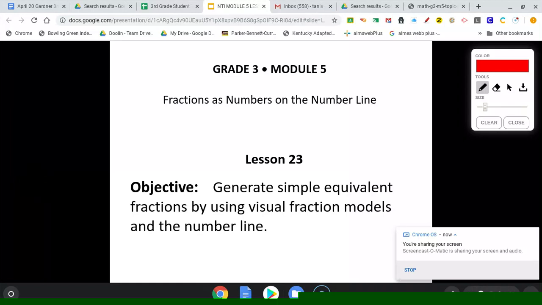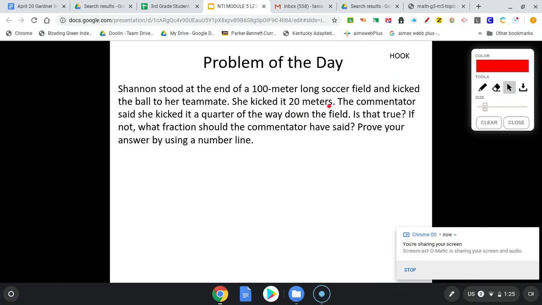Hey, my third grade mathematicians. Today we're going to continue to learn about fractions. We are going to generate simple equivalent fractions by using visual fraction models and the number line. So let's begin with our problem of the day.